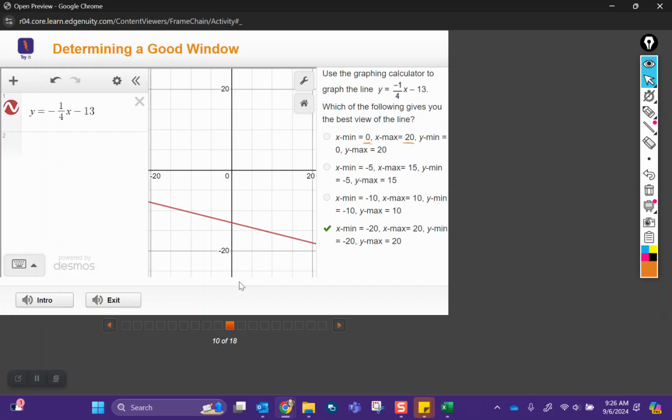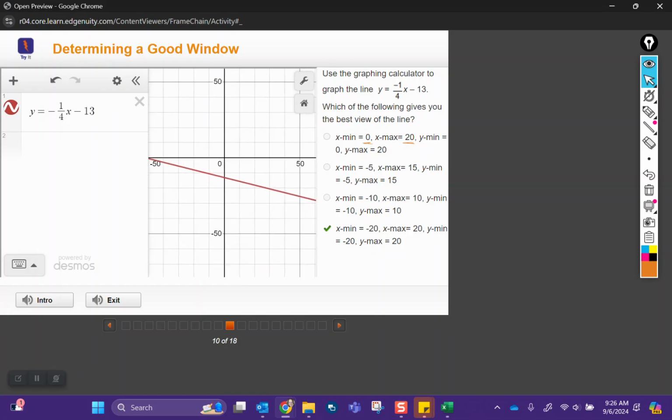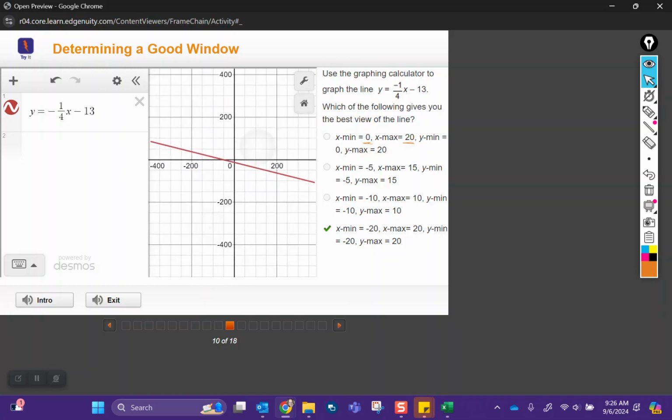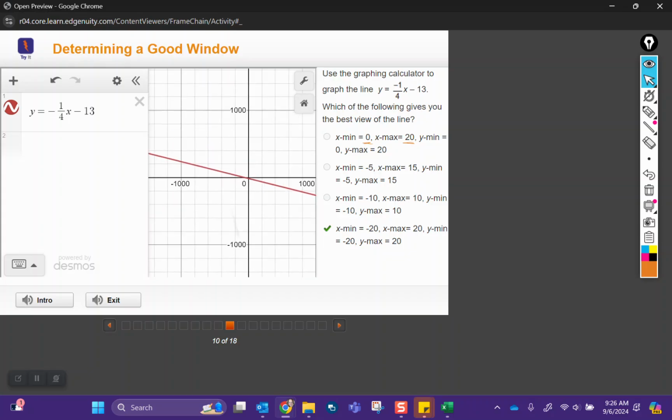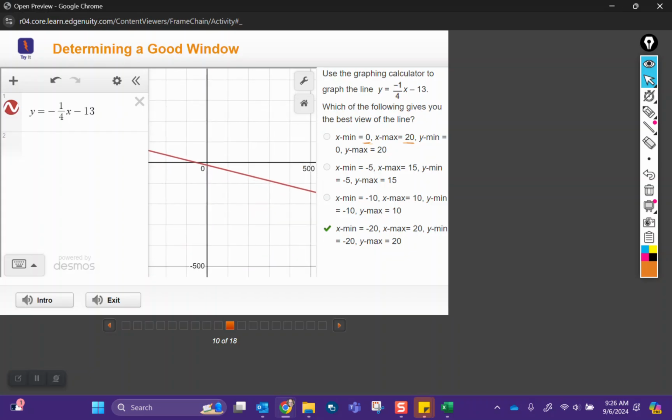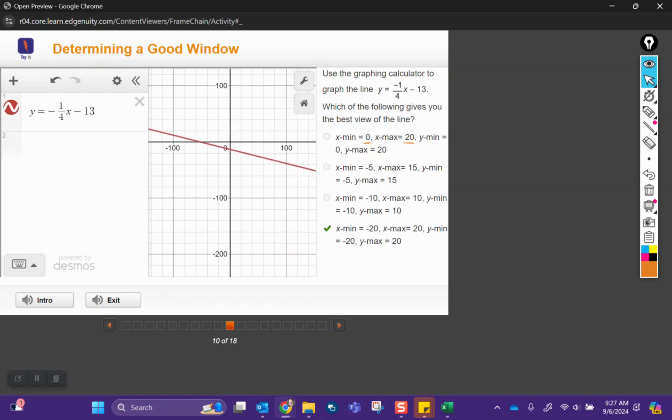And sometimes with Desmos, when you throw an equation in there, you have to zoom out really, really far to start and find out, okay, where the heck is my line? And then you find your line, and then you can start to zoom in a little bit better.